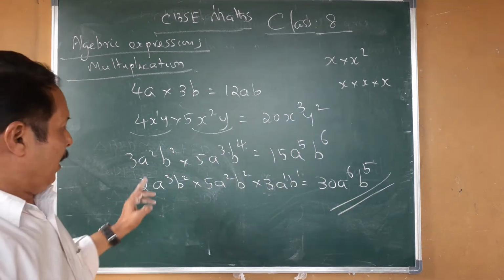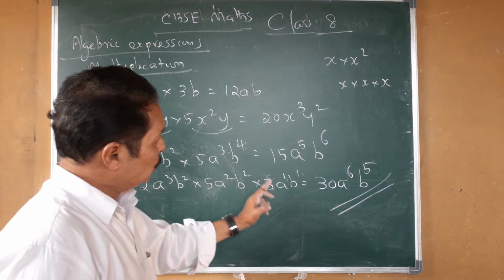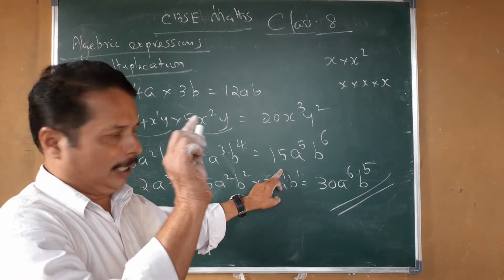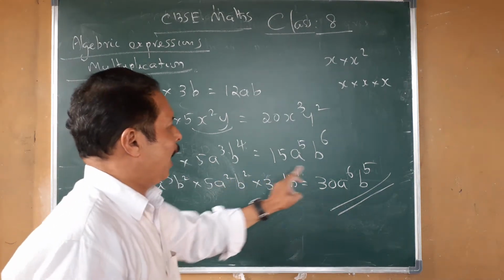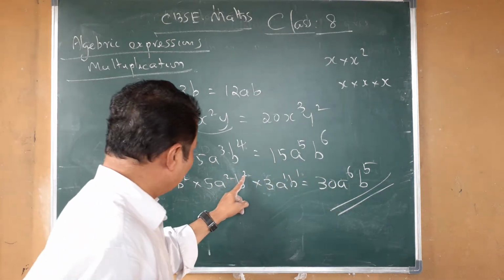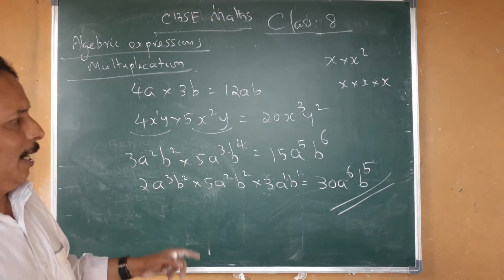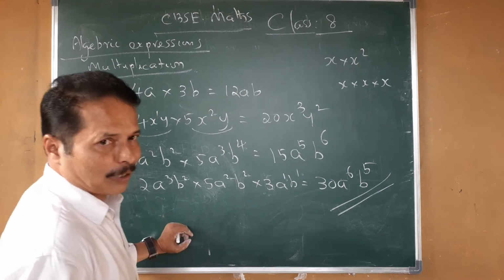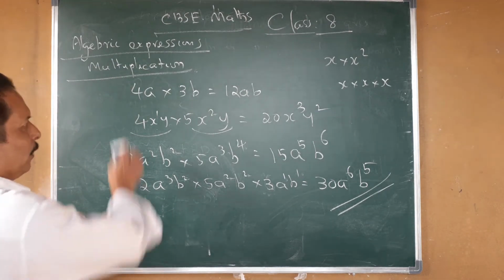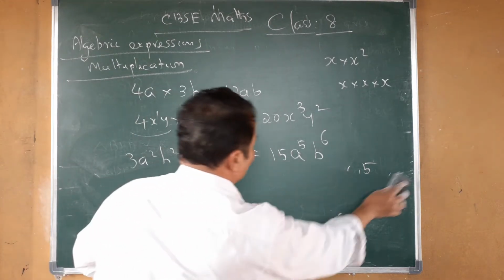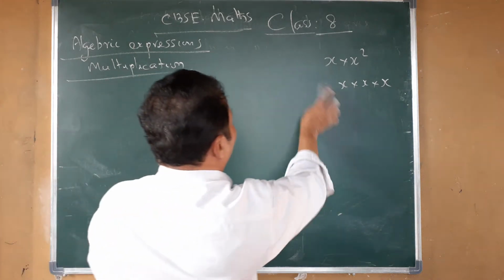Remember that? a raised to 3 into a raised to 2 into a, where a means a raised to 1. So clear? That already you studied in 7th standard. Okay. Exponential rules. Are you ready? These are multiplication of monomial into monomial.